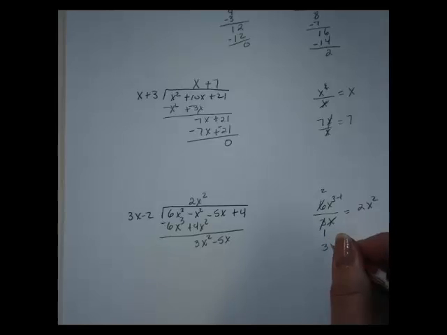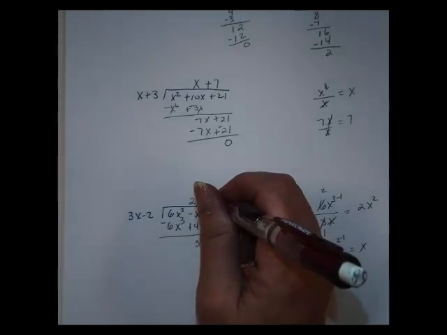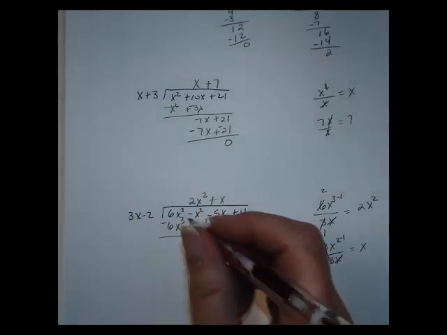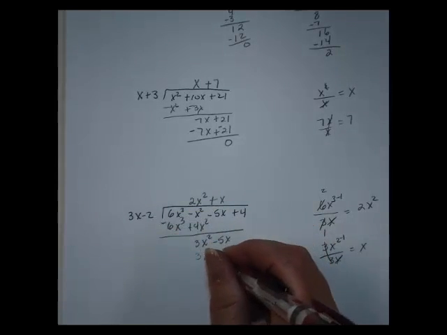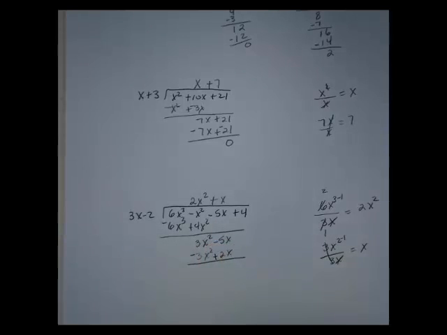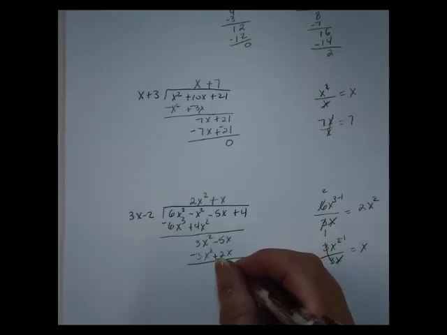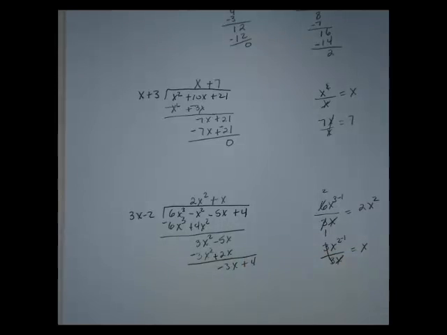So I'm going to bring my 3x squared over, and I will divide it by 3x, so the 3's will cancel to be 1. And then this will subtract 1 from there, and that gets us x. So plus x. x times 3x is 3x squared, and x times negative 2 is negative 2x. Draw the line and change both signs. So that will cancel out, and negative 5x plus 2x will get us negative 3x plus 4.